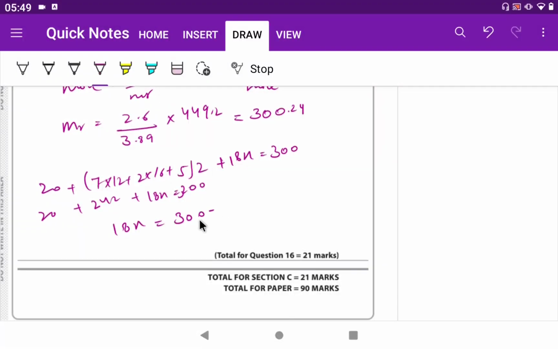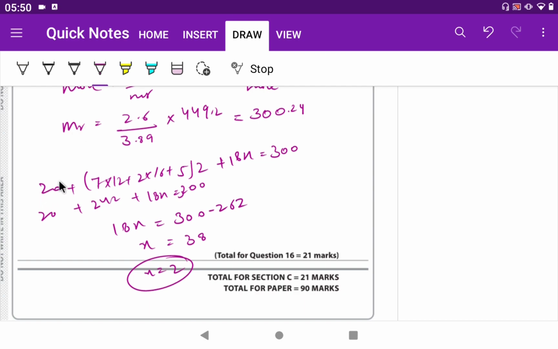Now this 18X, 300 minus 262, so it is 38, and now divide by 18. 38 divided by 18, so X is about 2.